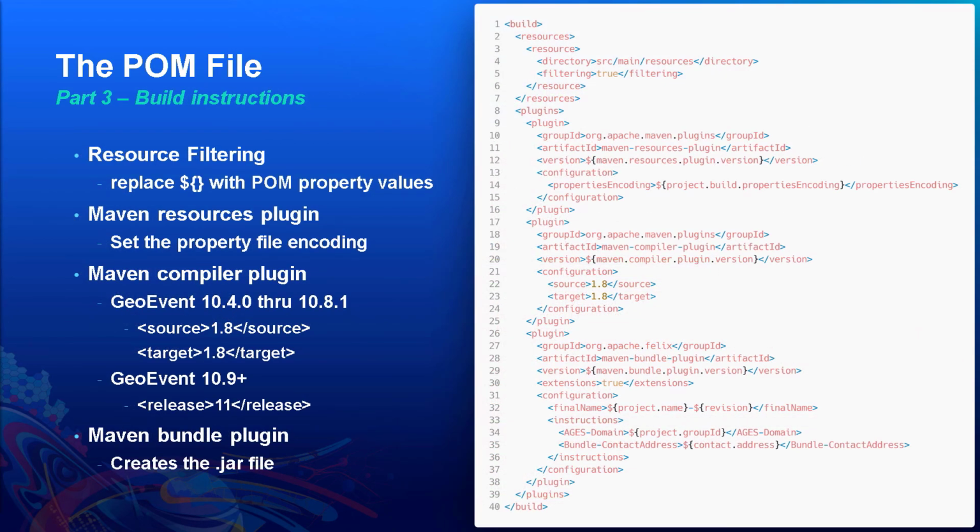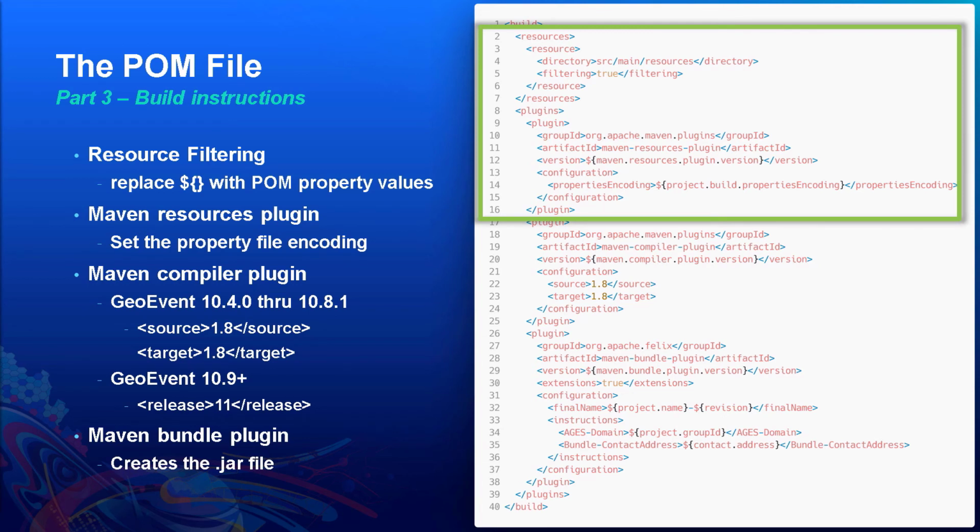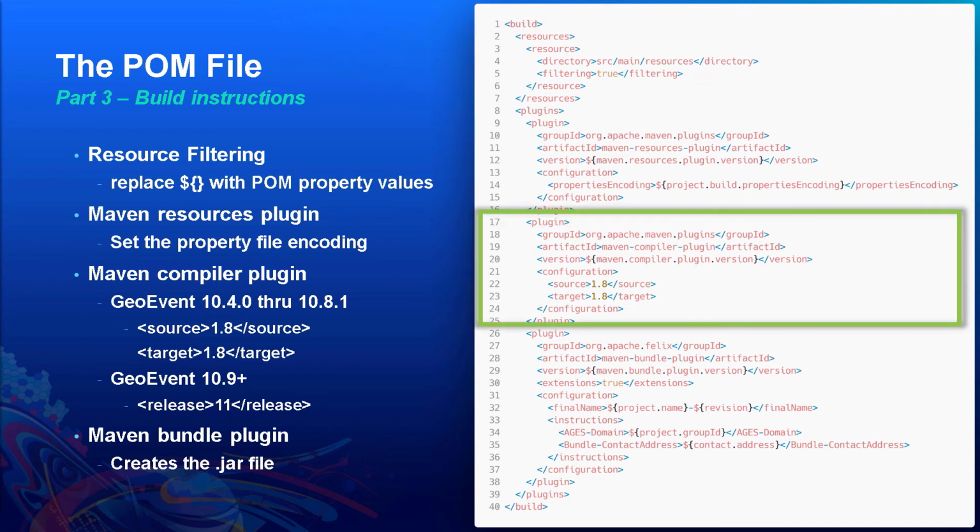The third part of the POM file tells Maven how to build your component's OSGI bundle. The first part here is for resource filtering. This directs Maven to crawl the resources directory and replace any ${curly brace} tokens with the values from the pom.xml file. Next is the Maven compiler plugin. It compiles your code against the chosen GeoEvent SDK.